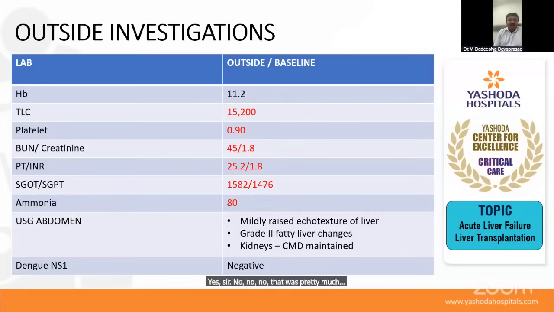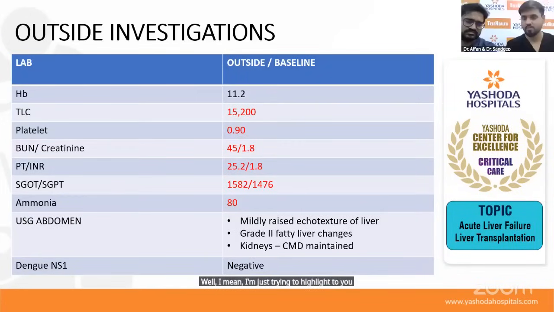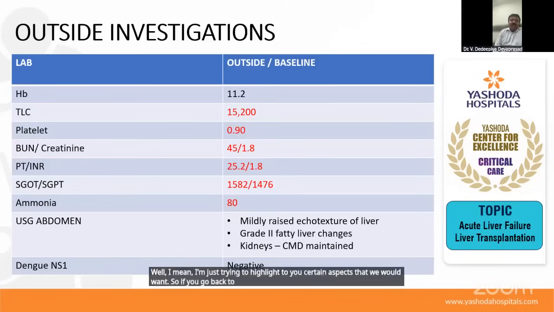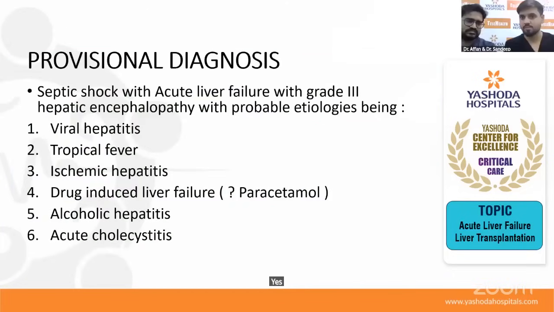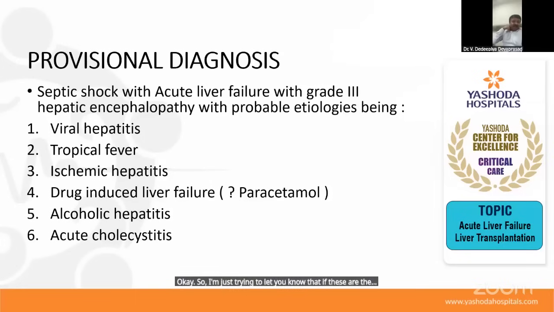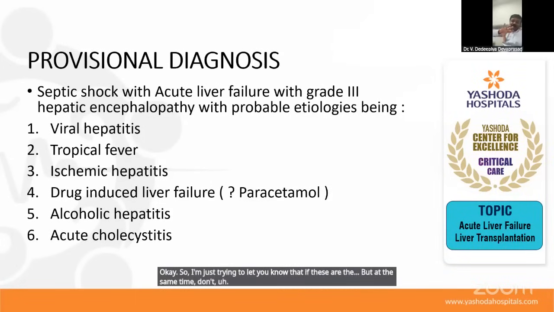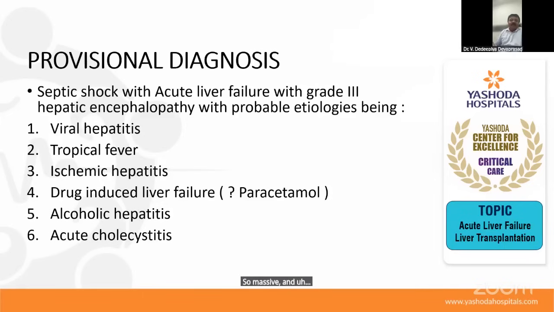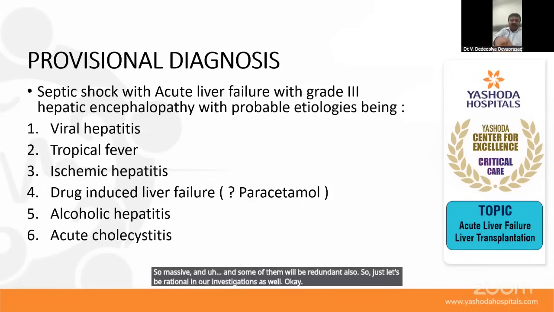I'm just trying to highlight to you certain aspects that we would want. So if you go back to your previous slide, provisional, you started with septic shock. But at the same time, don't keep your differential diagnosis list everything that you read in UpToDate or whatever it is. Otherwise the amount of investigation that you're going to order in your patient is going to be so massive, and some of them will be redundant also. So let's be rational in our investigations as well. Okay, coming back to the next slide, please.